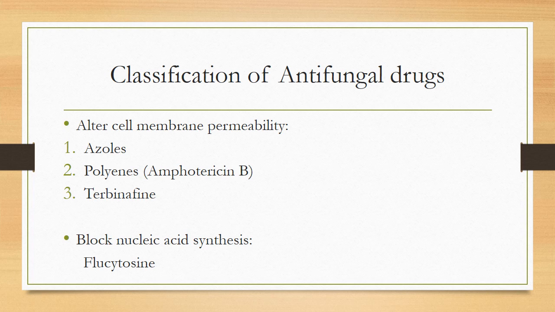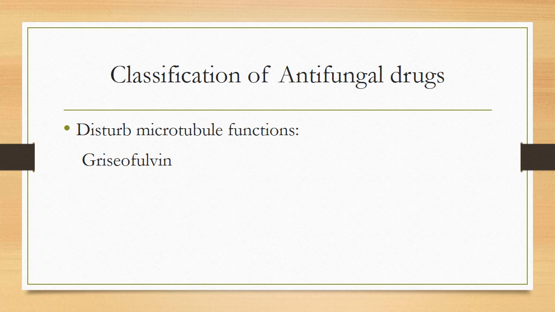Classification of antifungal drugs. In group 1, we have drugs which alter cell membrane permeability. Number 1, we have azoles. Number 2, polyenes, an example is amphotericin B. Number 3, terbinafine. The other group has drugs that block nucleic acid synthesis, in which we have the drug flucytosine. In group 3, we have drugs that disturb microtubular function. An example is griseofulvin.